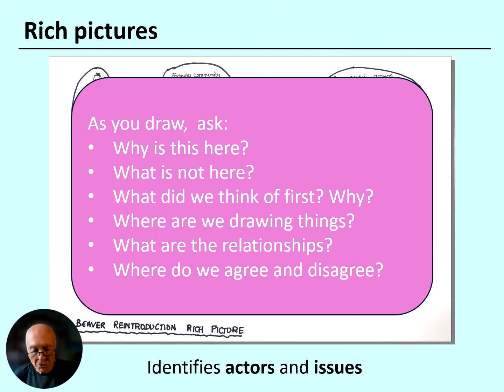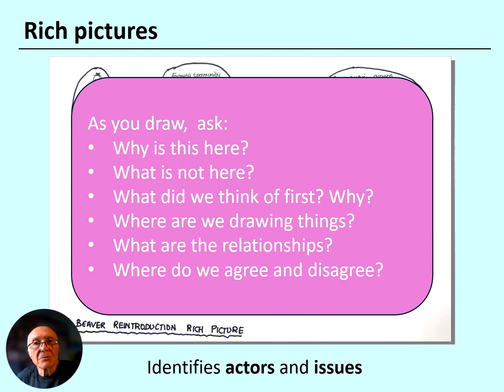It's important as we draw it to make sure we're aware of the process we're following. What have we drawn here? What is not here? Why did we put it there? What did we think of first? So for example, I thought of the positive groups promoting beaver introduction before the negative groups, the farmers. And that's because my own worldview is that reintroducing beavers is a positive thing. But I need to be aware of the prejudices that I'm bringing into drawing this picture.